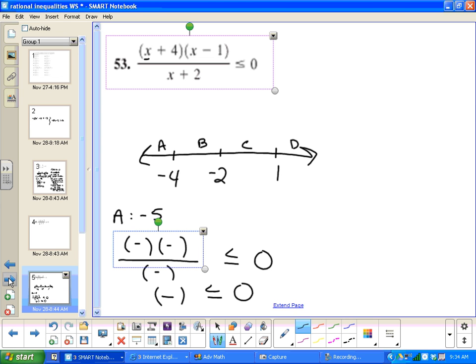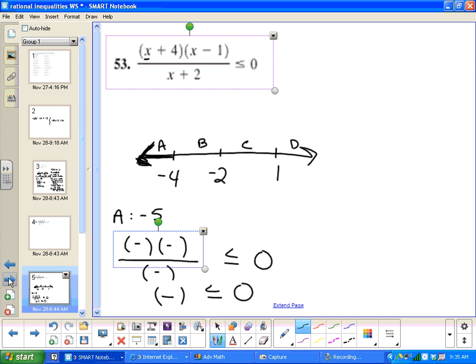Well, what I said was -4. Yeah, yeah, I did say that. Yeah, I meant -5. All right. Now, so interval A works. So we're going to shade in interval A. Okay. Now, let's talk about whether or not to include -4.